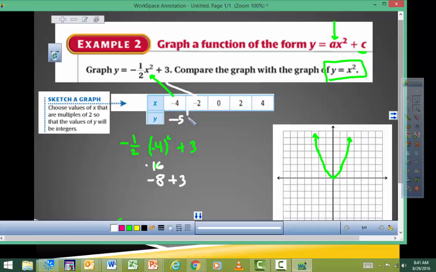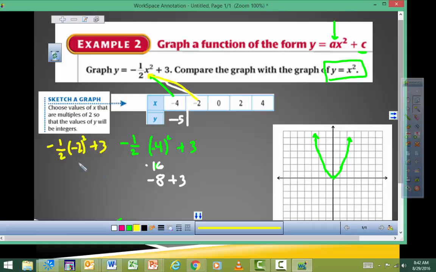Alright, so once again, we cycle through the rest of the numbers. I'm going to take this negative 2 and plug it in there now, right? On the side, you could do these calculations somewhere on your paper. Negative 1/2 times negative 2, and then you square that, and then this time let's add the 3 on there.